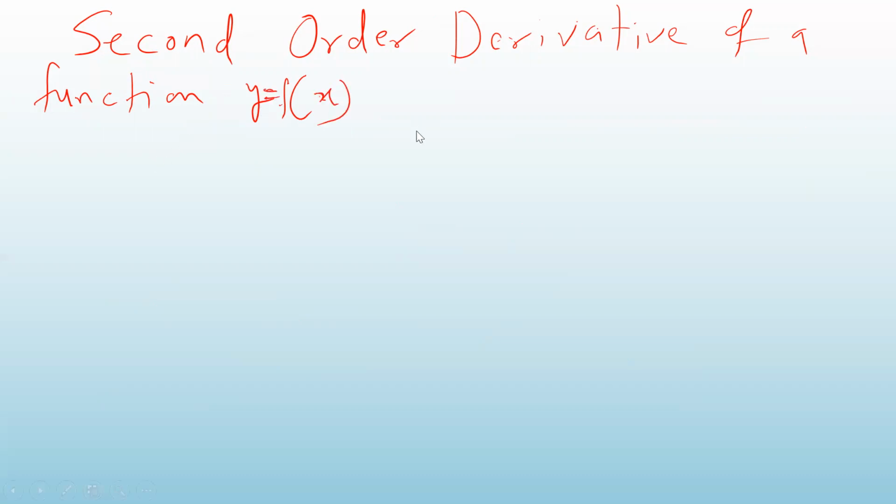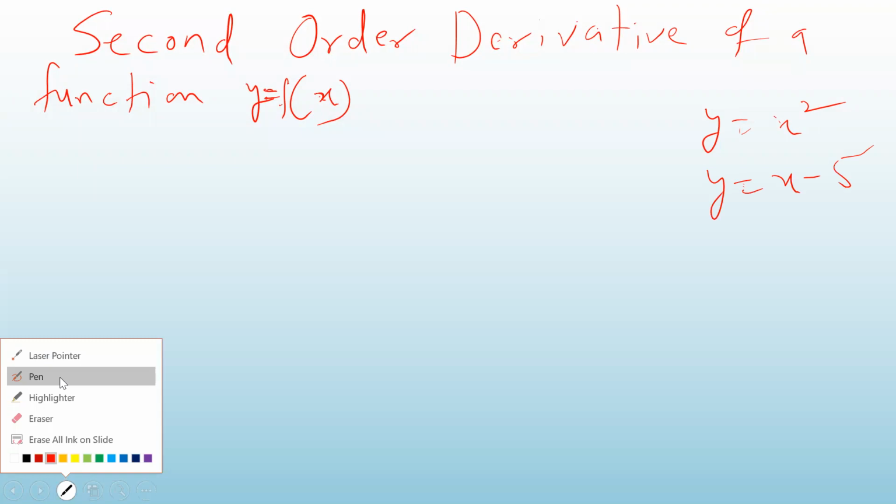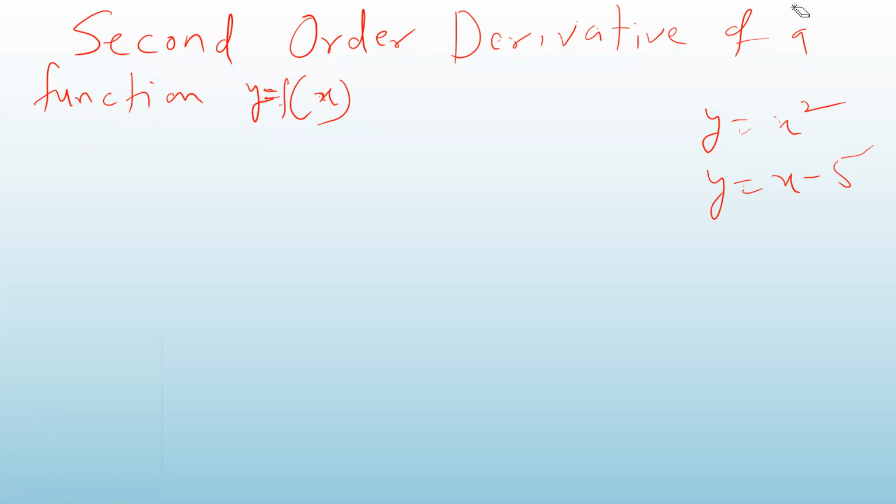Y is a function of x. That means the value of y depends upon x. You can express y in terms of x. For example, y is equal to x square. It's a function of x. Y is equal to x minus 5. It's a function of x. Y is expressed in terms of x. Like cost is a function of x. So cost is expressed as a function of the number of items produced.